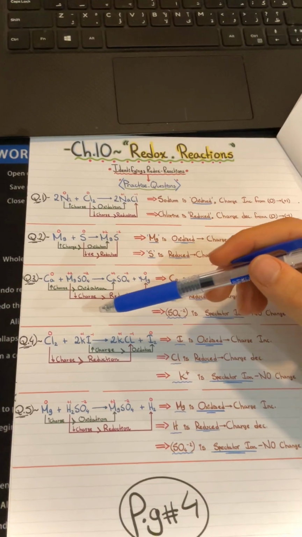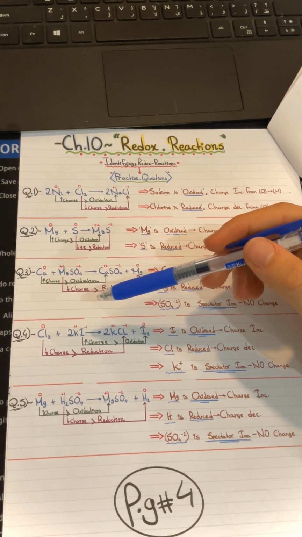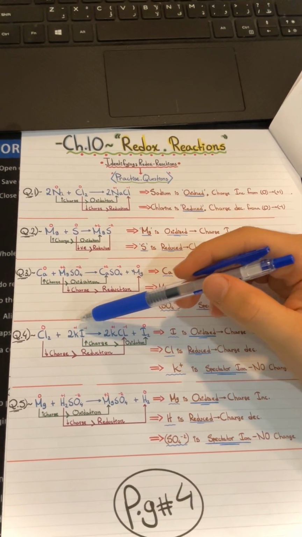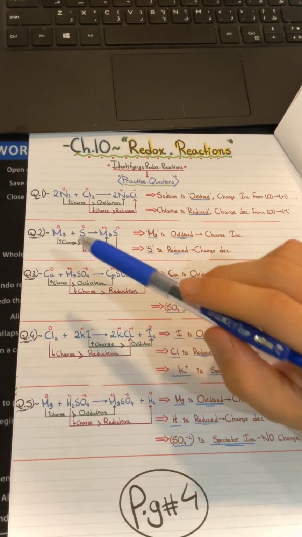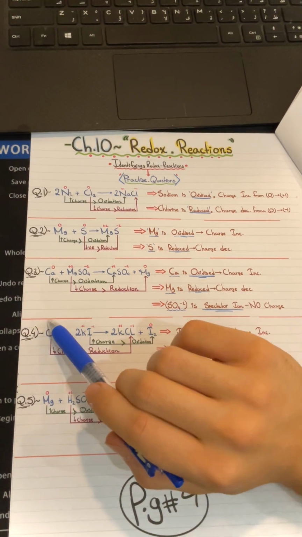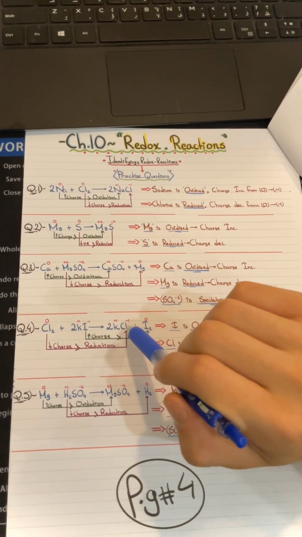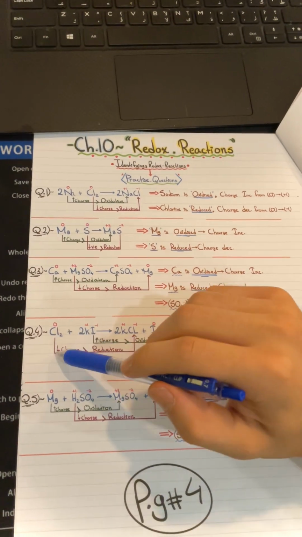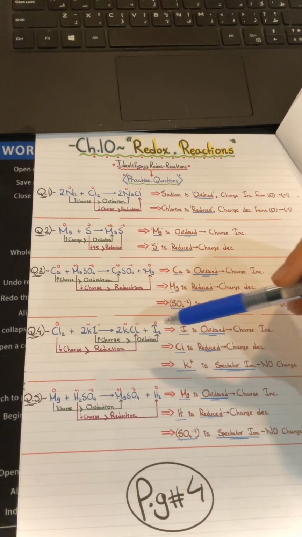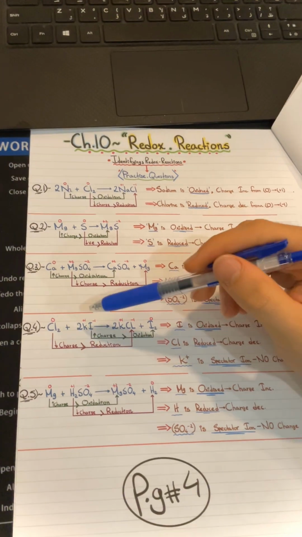Question 4. Chlorine plus potassium iodide gives potassium chloride plus iodine. So what is not bonded? Chlorine. So the charge is 0. In the product, is chlorine bonded? Yes. What is the charge of chlorine when it's bonded? -1. So what happens to its charge? It's reduced. So what is chlorine? It's reduced.